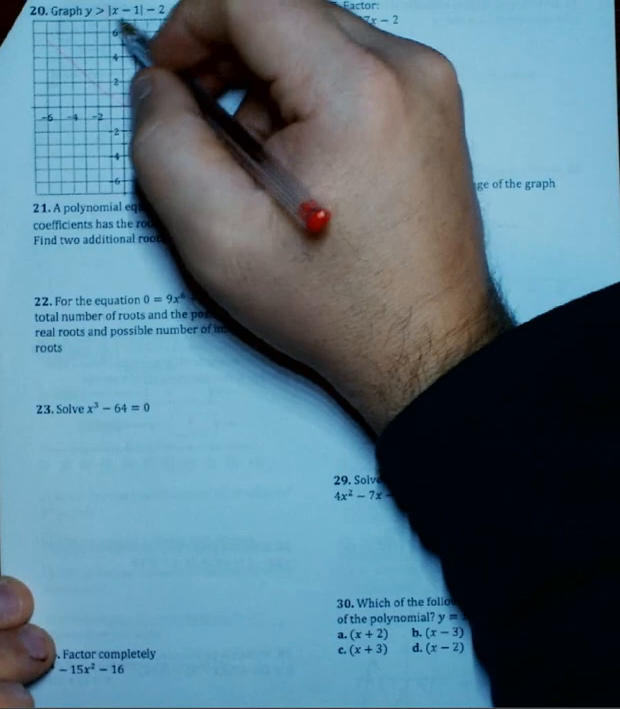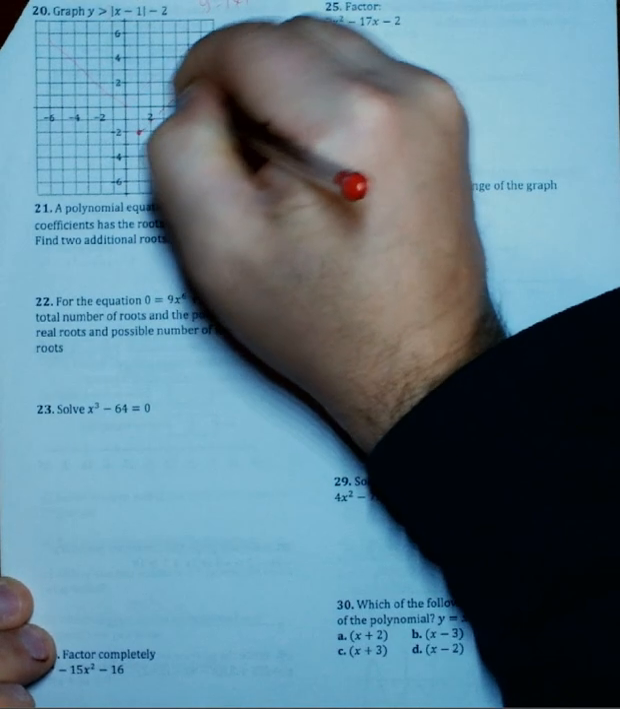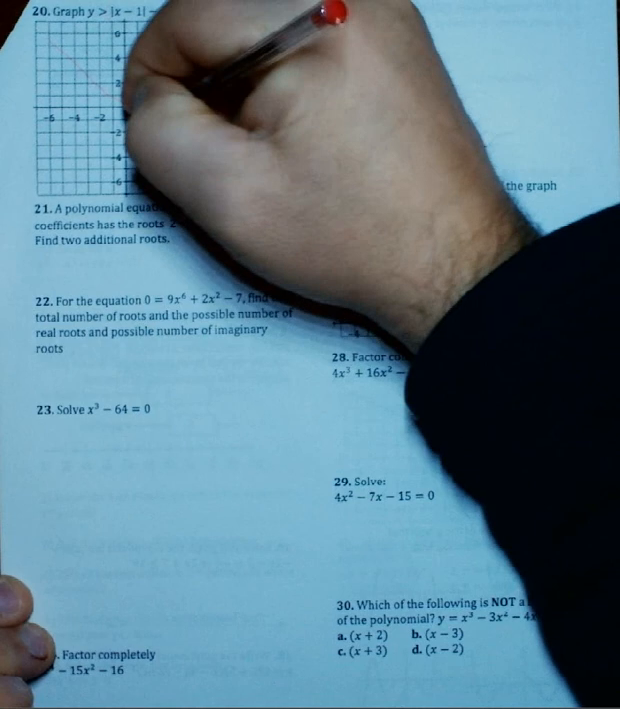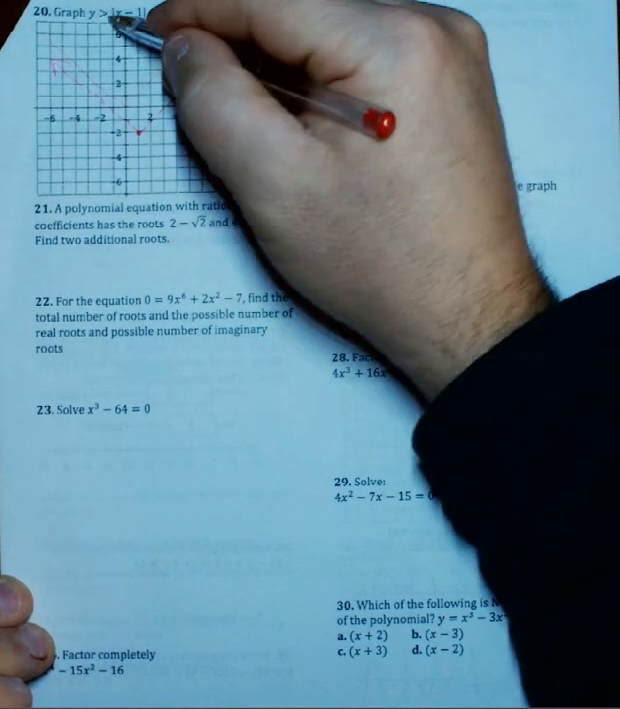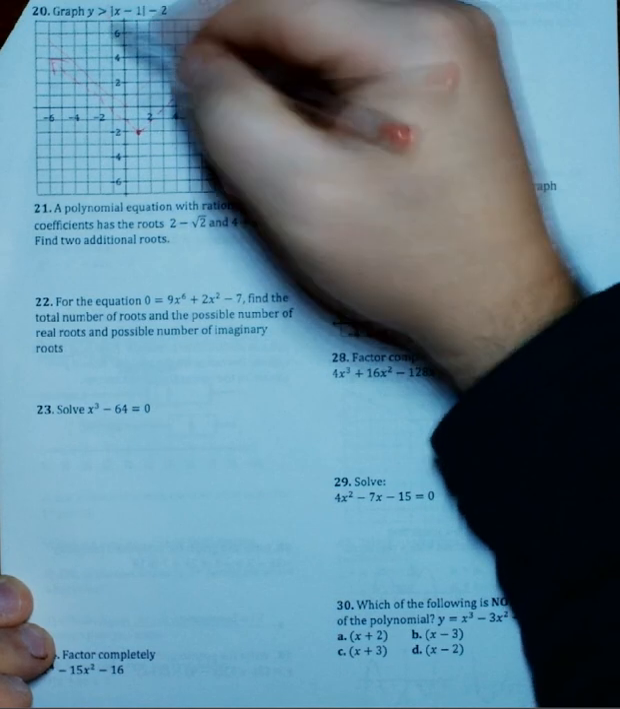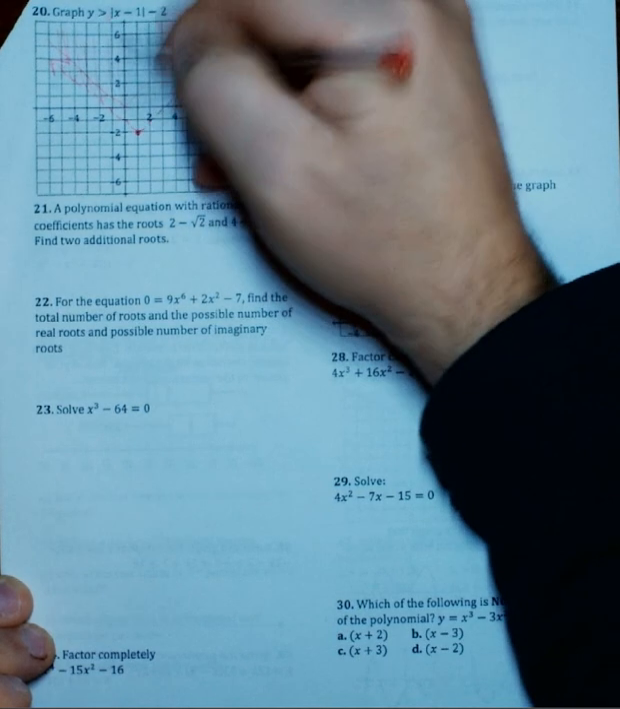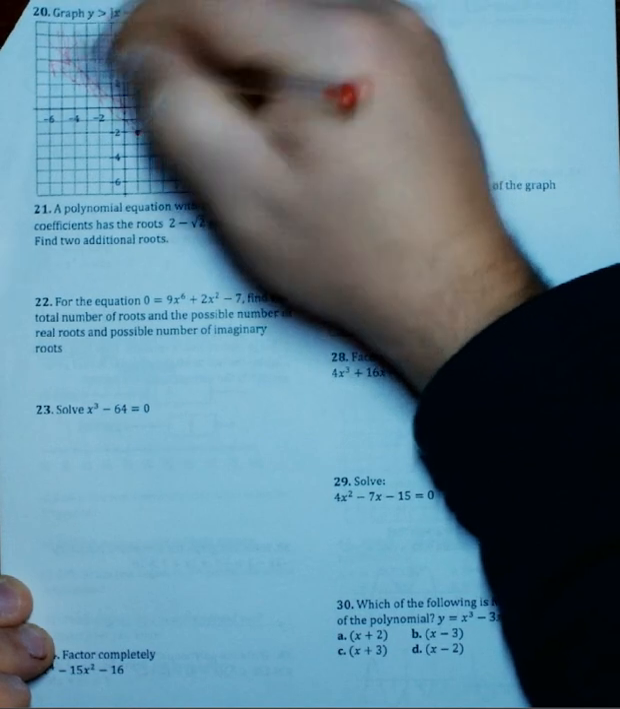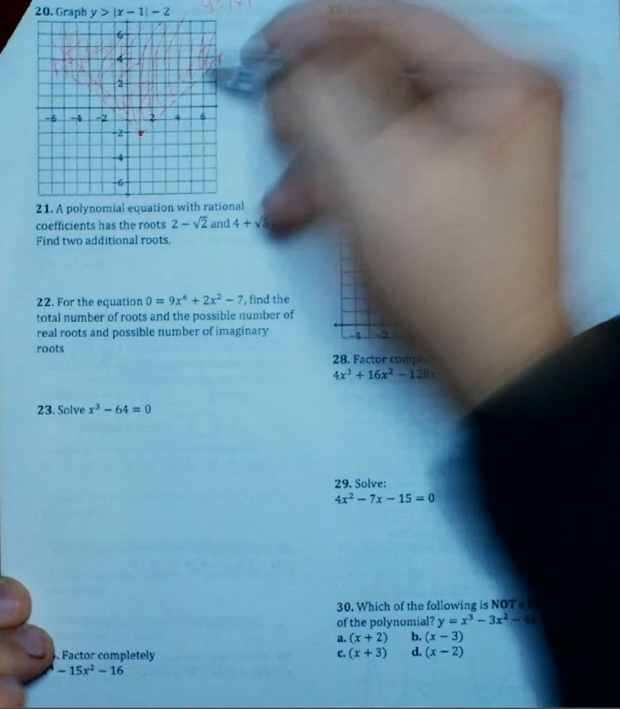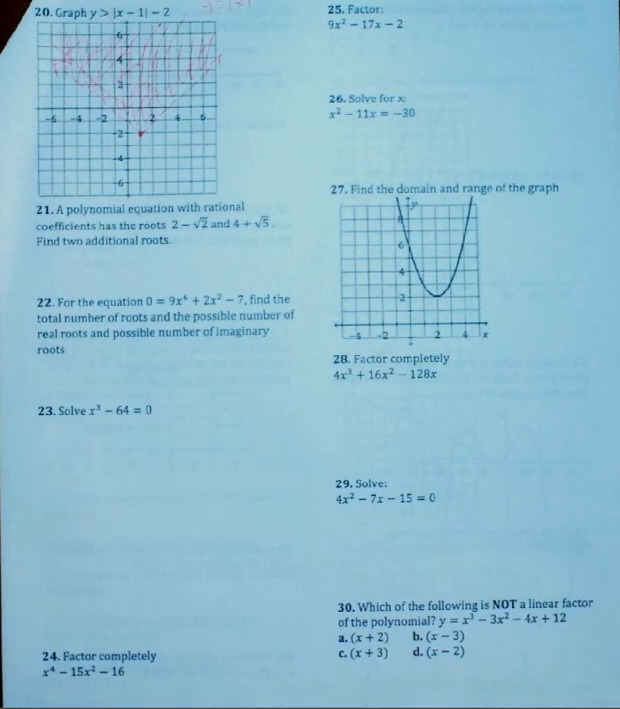So my V is going to be a dotted line that looks like this, just shifted, and I want the y values that are greater than that, which means I'm going to shade above this V. And so all of these points here are going to be part of my solution set. Not the line itself, because that's a dotted line, just the area above it. That's number 20. Number 21.